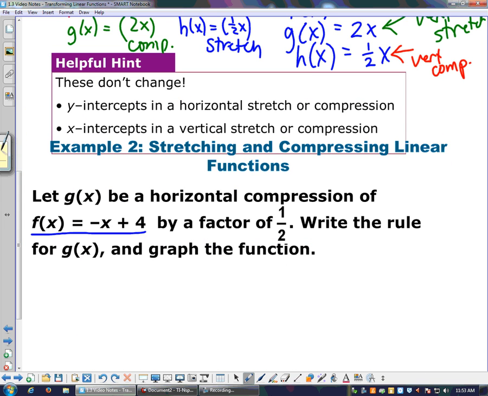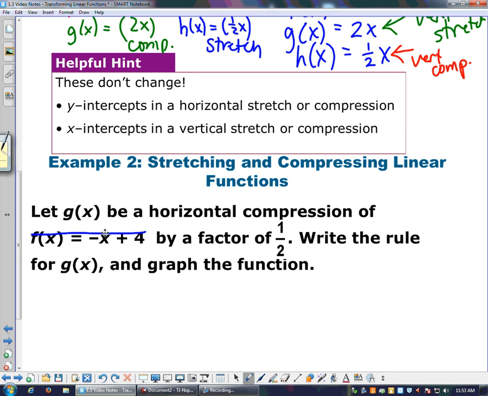Okay, so a helpful hint, these don't change. The y-intercepts in a horizontal stretch or compression will not change. So if you're stretching something horizontally, the y-intercept's going to stay the same. Same thing if you're going to have a horizontal compression. But if you're going to have a vertical stretch or a vertical compression, then the x-intercepts will not change. All right, let's take a look at another example.